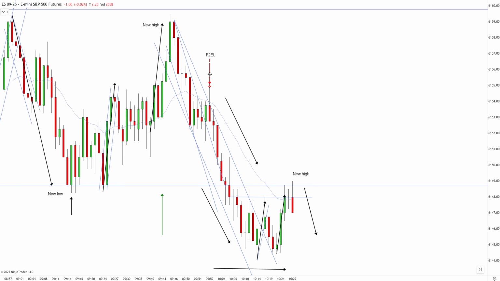And this is a great high probability setup. Second entry short, triple test. This was actually the one and only trade that I took today. And you can see how simple trading can be if you just wait for everything to align.